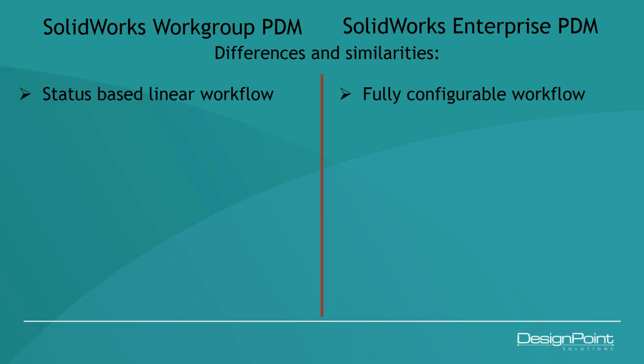Workflows for Workgroup are pretty linear. It's not possible to branch out of the workflow based on a specific characteristic of the document. Instead, EPDM has a fully configurable workflow. And you can have multiple workflows for different types of documents, or multiple workflows depending on the folders or depending on the category of the file. It's very flexible, and you can model the entire company process into the workflows.